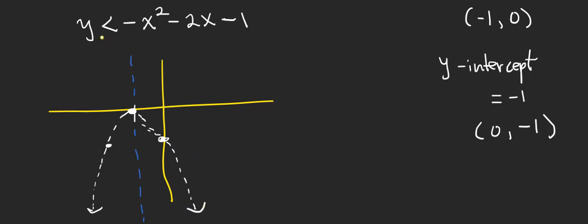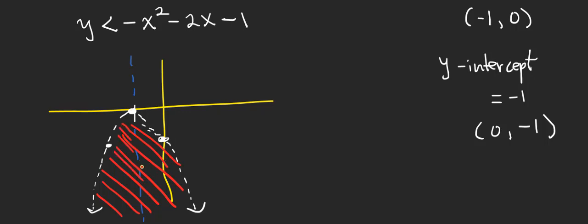Now we need to shade. y is less than, so we need to shade below the parabola. So the solution will be right here. Any point in this region will be a solution to this inequality. For example, if it was 1, 1, that would not be a solution. It will make the statement false.